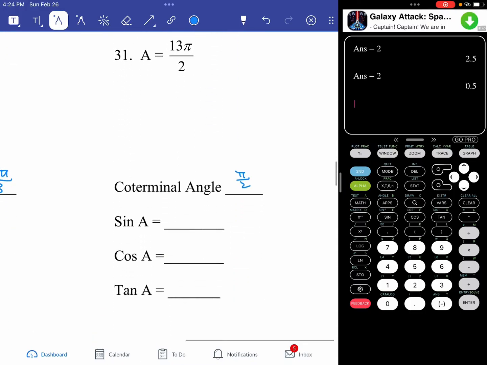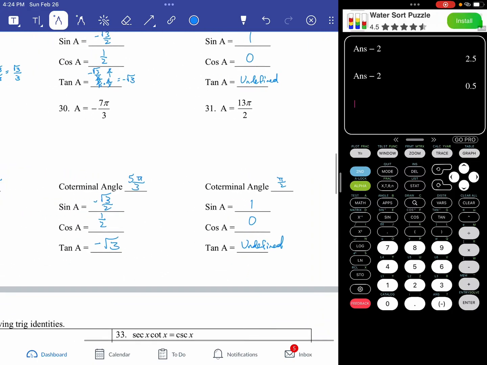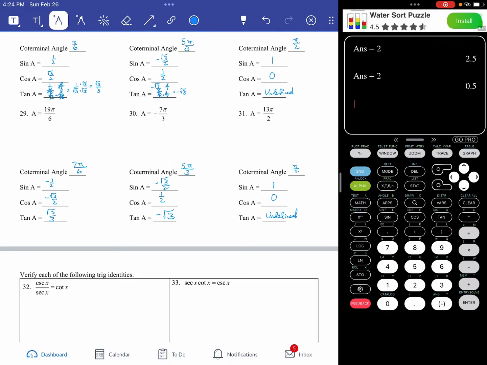And I did the same thing above there. So it's 1, 0, and undefined. So once you've figured out what the coterminal angle is, or the radian, for these problems, it's just a matter of looking at the unit circle to find out what the point is, and then dividing sine and cosine appropriately.